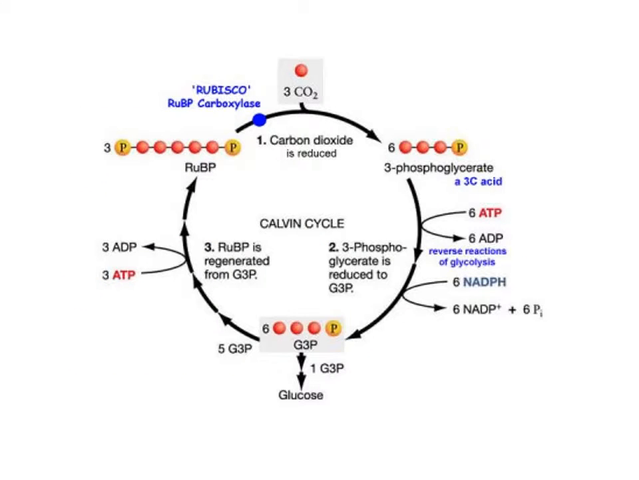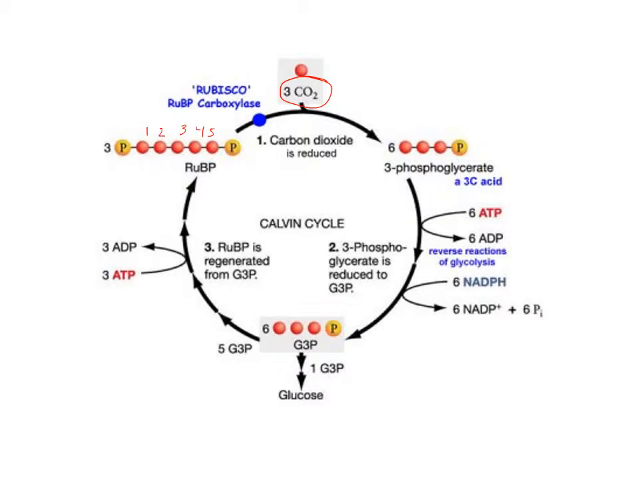So we're going to start up here at the top. We see we have our carbon dioxide, in this case 3 carbon dioxides. They're going to be added to our situation where we started off with 5 carbon molecules. There's 1, there's 2, there's 3, there's 4, there's 5, and these are going to be added, and we're going to make 6 3-carbon molecules. You can also notice there's some P's here. Those are going to be phosphates. Those should sound familiar to you.